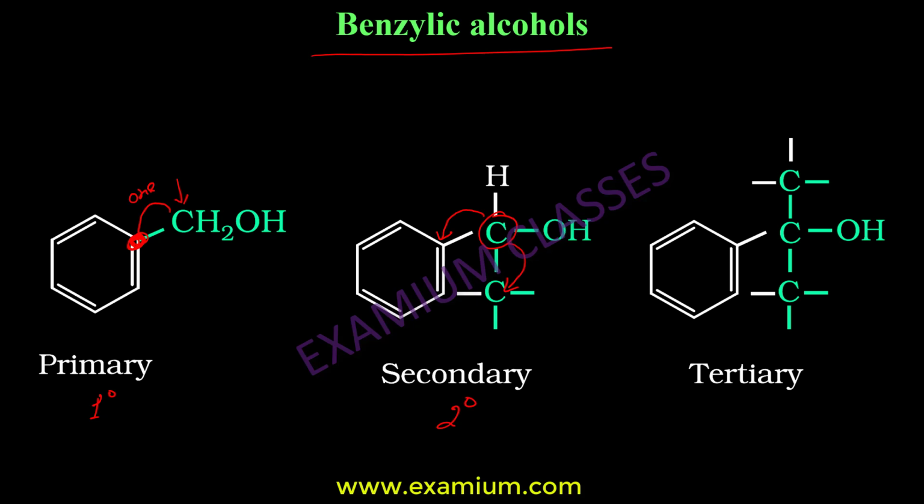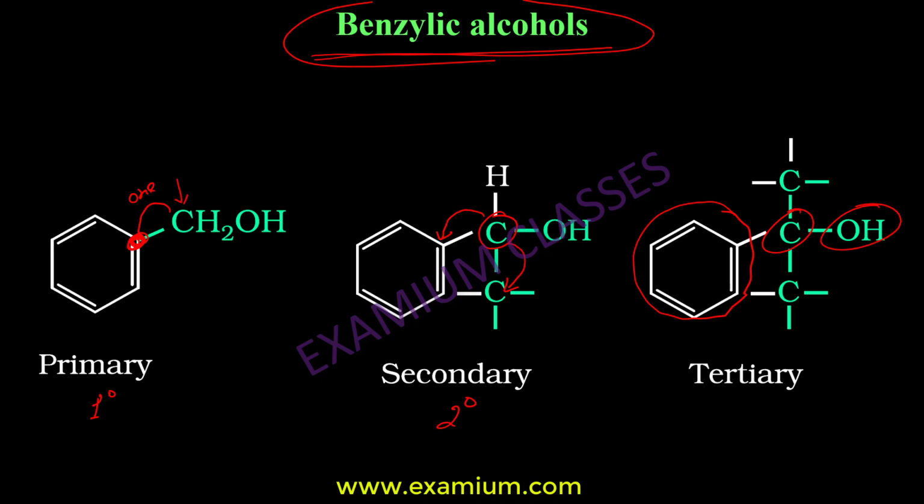Another example, the carbon is attached to OH and this carbon is attached to benzene ring. It means it is benzylic alcohol. But again we will see this carbon is attached to how many carbons? This carbon is attached to 1, 2, 3 carbons. It means it is tertiary alcohol.